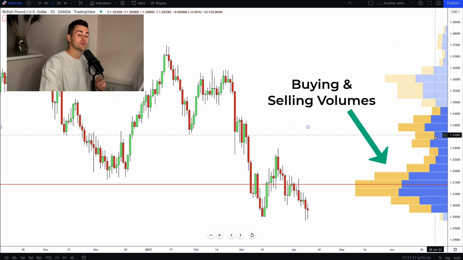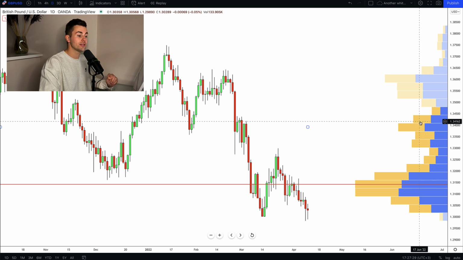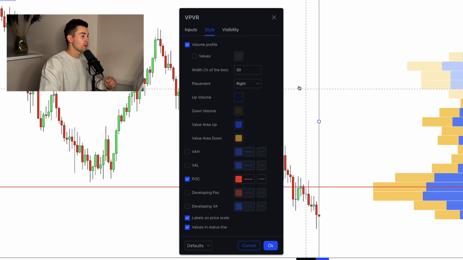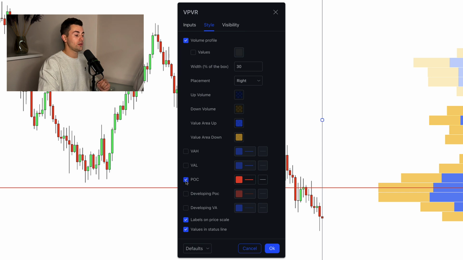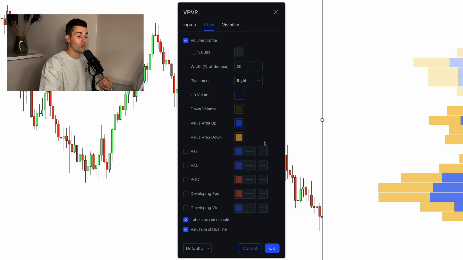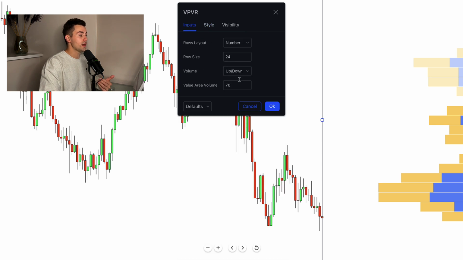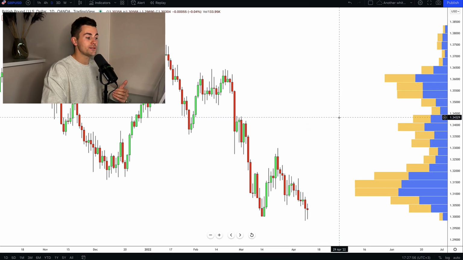So first, traders, let's open the settings and make minor adjustments. First of all, I really want you to take away the point of control. In my view, it is not that important and it will be easier for you to analyze the chart without it. Then let's open inputs, and in inputs I would adjust the value area. What I prefer to have right here is 100. So these are our settings for a volume profile.